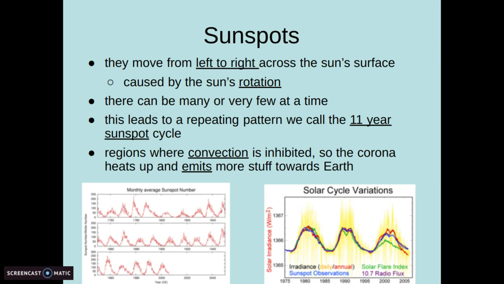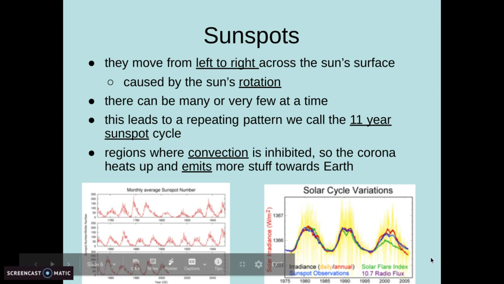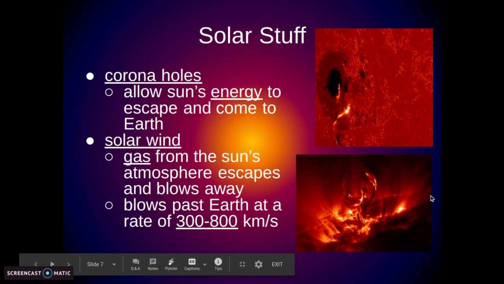So the regions where convection is inhibited, the corona heats up and emits more stuff towards the Earth. So we have solar minimums and solar maximums that have to do with how much stuff actually comes towards the Earth from the sun, and that all deals with sunspots as well. So then we're going to just talk about some solar stuff that deals with the sun.